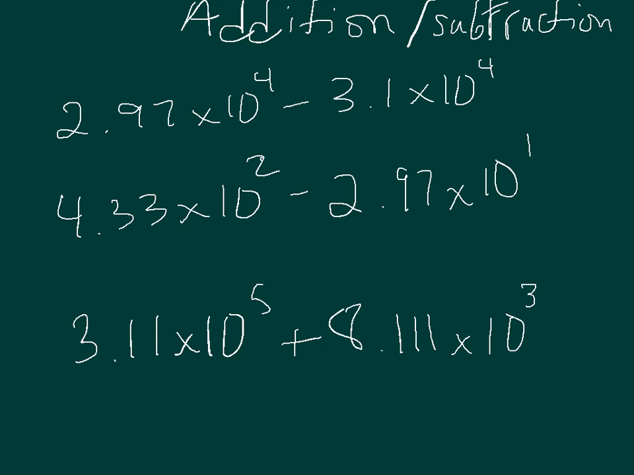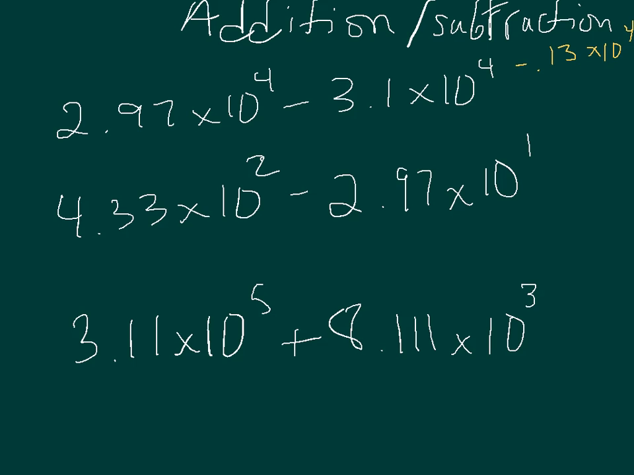So here in this case, in the first problem, we see that our exponents are equal, so we can go ahead and simply just subtract the two numbers. So we have 2.97 minus 3.1, so I get a negative 0.13. So here, let me just write down negative 0.13 times 10 to the 4th. Now, this isn't really proper scientific notation because remember, you always want to try to keep at least one number before the decimal.